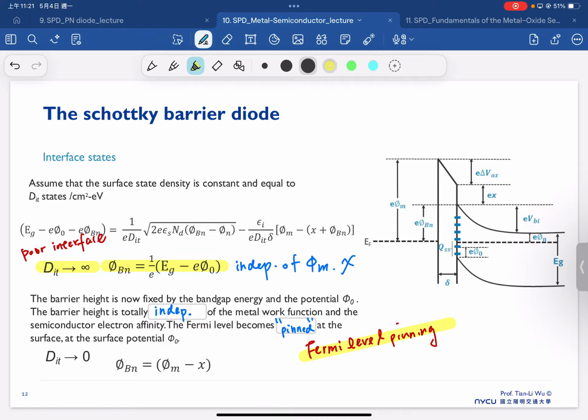So if we can make our interface as good as possible, that means our DIT will approach 0. So our barrier height can depend only on the metal work function, which is good because we want to use different metal work functions to tune our barrier height. In the end, this will influence our current transport characteristics.